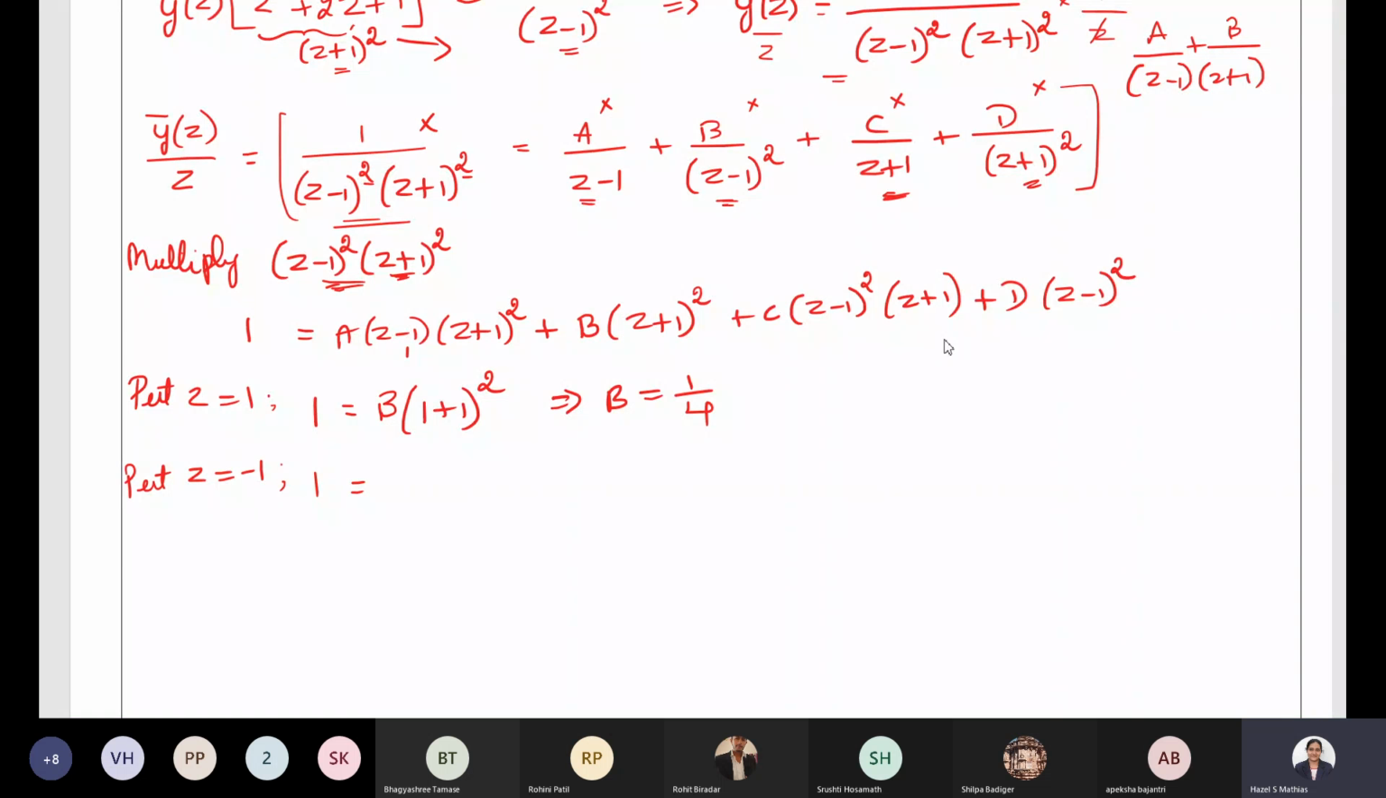Next, check the third term, that is C into z minus 1 whole square into z plus 1. If you put z equal to minus 1, it is minus 1 plus 1 which will be 0. So coefficient of C also will be 0. Check for the coefficient of D. We will get the value of D over here. So z is minus 1, minus 1 minus 1 is minus 2. Minus 2 whole square will be 4. It will be 1 equal to D into minus 2 whole square. Minus 2 whole square is plus 4. So value of D will be 1 divided by 4.